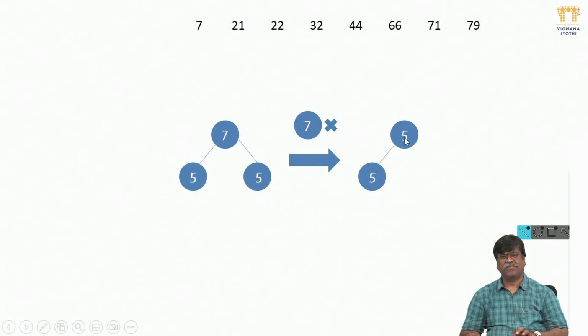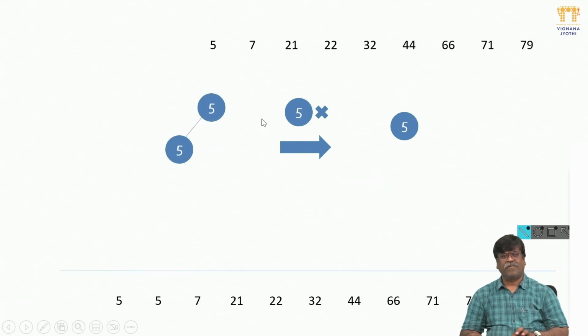Now you can remove this 5. And finally the child 5 will be copied into the root place. So this is the sorted data you will get finally. This is the procedure when I am applying the max heap property for heapifying the data.